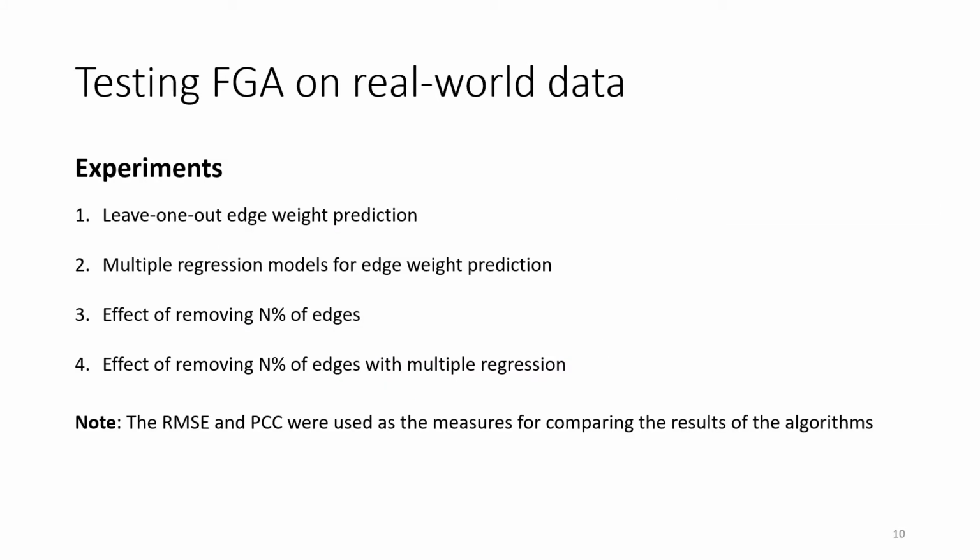Next, we'll be looking at these experiments and their results. And it is good to note that the root mean square error and the Pearson correlation coefficient were used to compare the results of the algorithms that were used in this experiment. And a low root mean square error and a high Pearson correlation coefficient is regarded as the appropriate score for an algorithm to be considered as being accurate and precise.